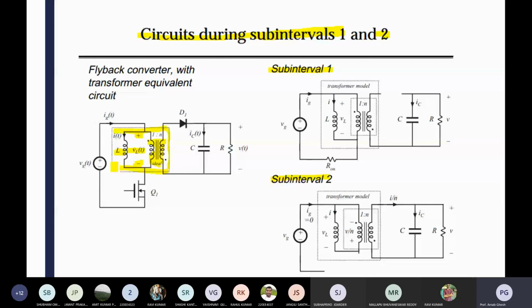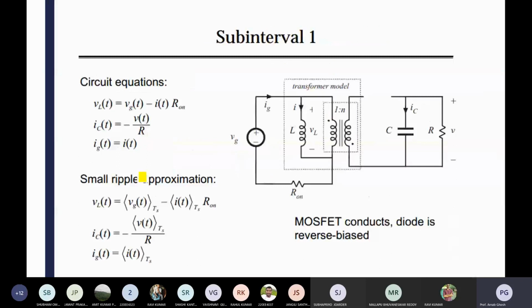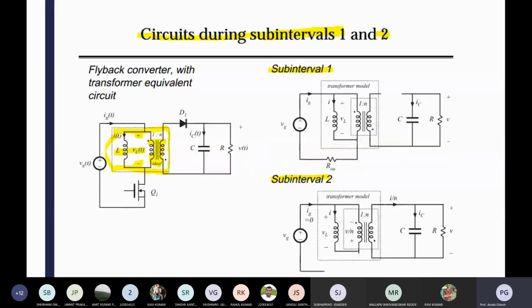Mutual inductance is not considered here, but sometimes you can consider the mutual inductance LM as well. In some studies I observed they consider the mutual inductance. If you change the number of energy storing elements, then definitely the order changes, and if the order changes, the calculation becomes quite complicated. Here you can see the converter with the transformer equivalent circuit; the transformer circuit has been additionally added.